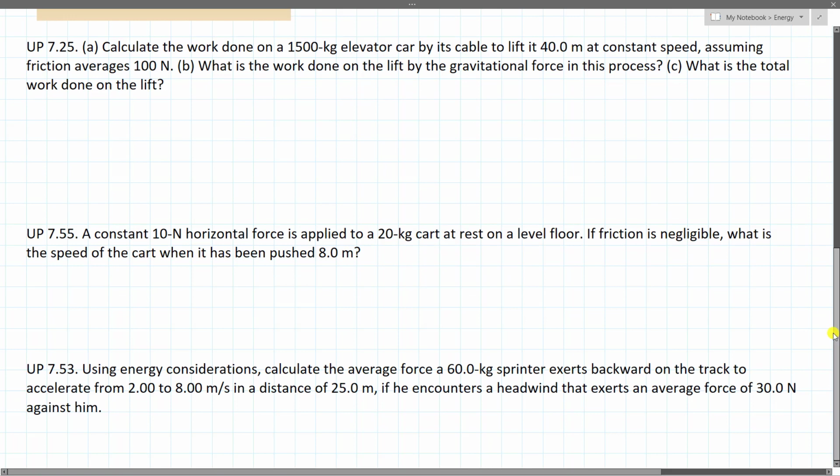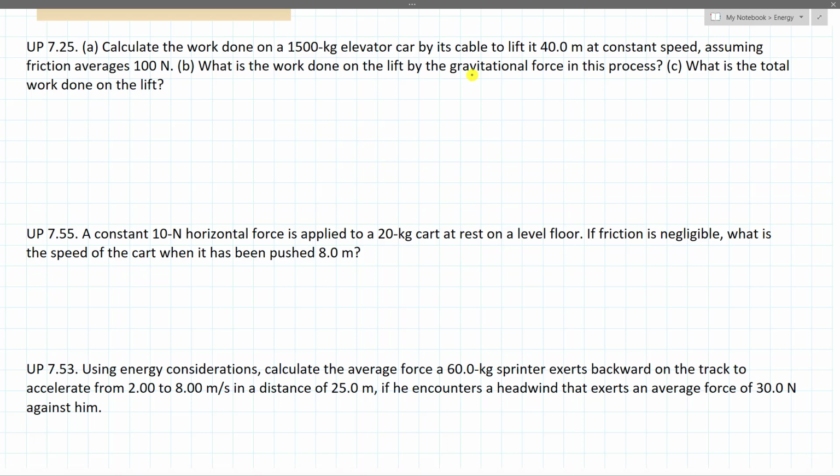Okay, so question 725. In this question, we have 3 parts. Part A, calculate the work done on the 1500 kilogram elevator car by its cable to lift it 40.0 meters at constant speed, assuming friction averages 100 newtons. B, what is the work done on the lift by the gravitational force in this process? C, what is the total work done on the lift?